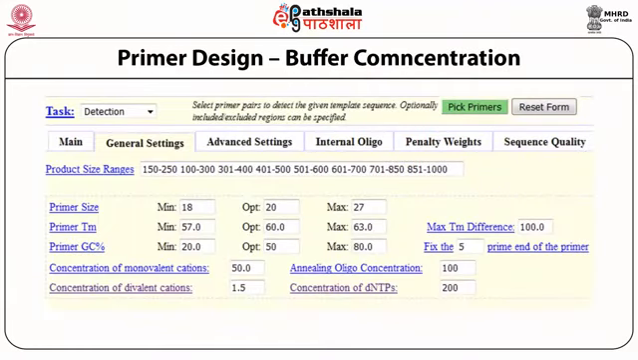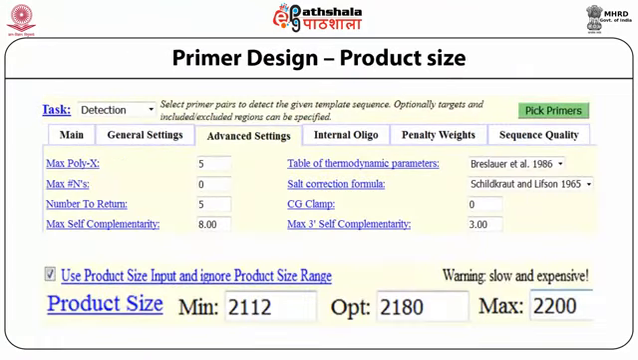In the General Settings tab, change the concentrations of the divalent cations and dNTPs to match your PCR buffer concentrations. Monovalent cations at, say, 50 millimolar and divalent cation 1.5 millimolar. In the Advanced Settings tab, check the checkbox named Use Product Size Input and Ignore Product Size Range at the bottom of the page, and then manually set the minimum product equal to 2112, optimum product size equal to 2180, and maximum product equal to 2200.